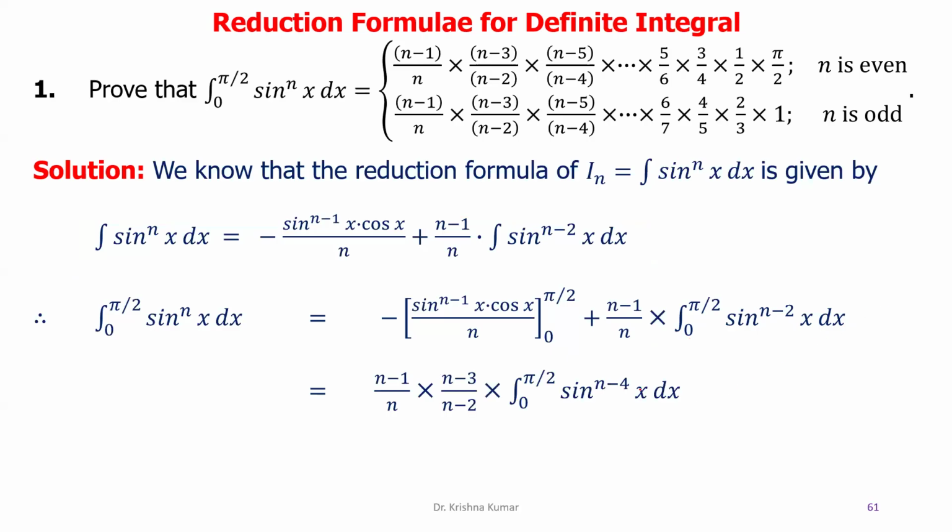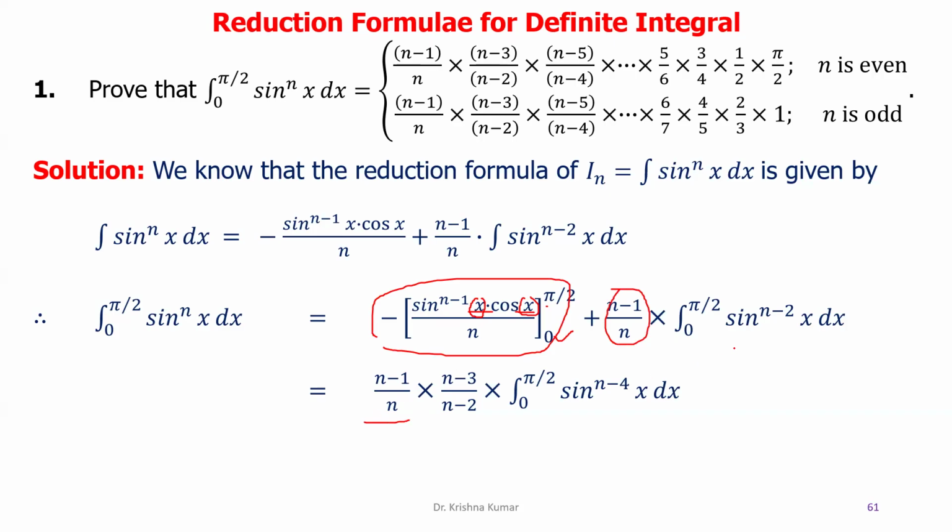Now, if we put the limit over here, what will happen? At the upper limit π/2, sin π/2 is 1, but cos π/2 is 0. Similarly, if you put the lower limit, sin 0 is 0, cos 0 is 1. So both times we are getting 0 value. So the first part is ultimately 0. So now we have (n-1)/n.